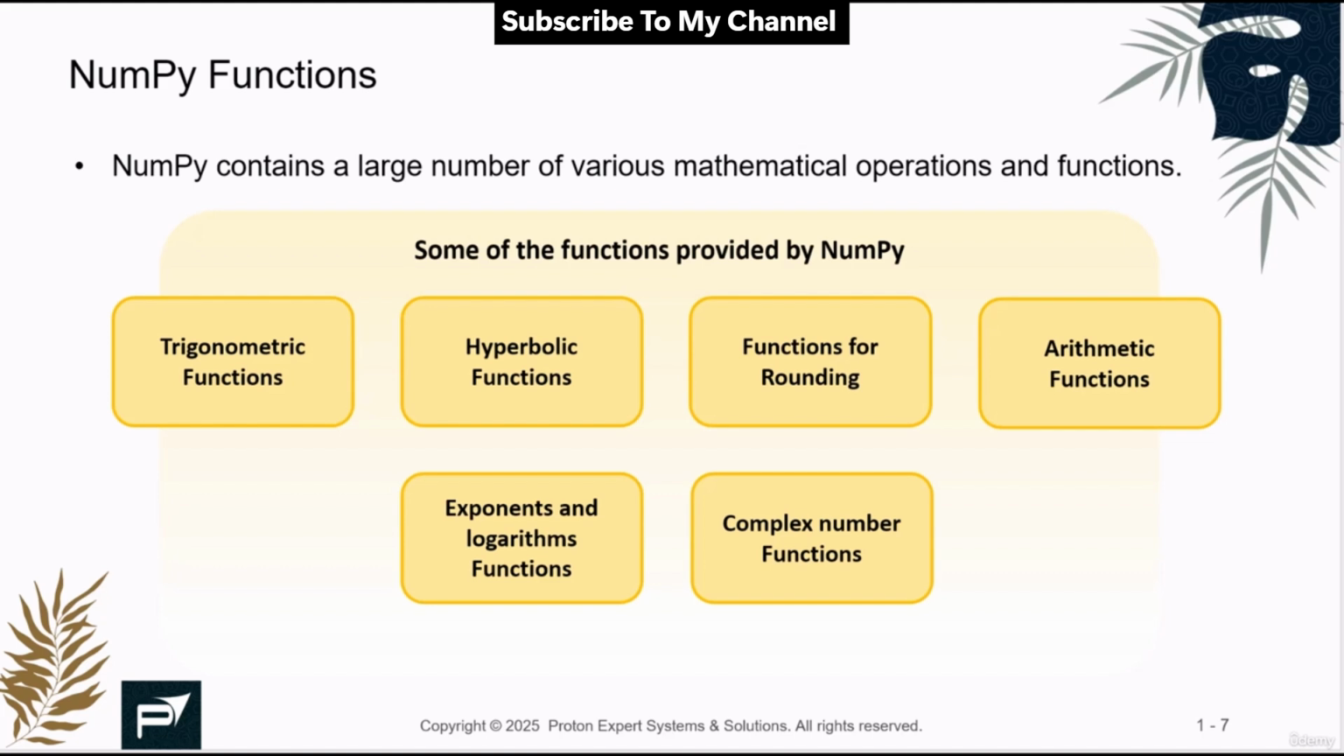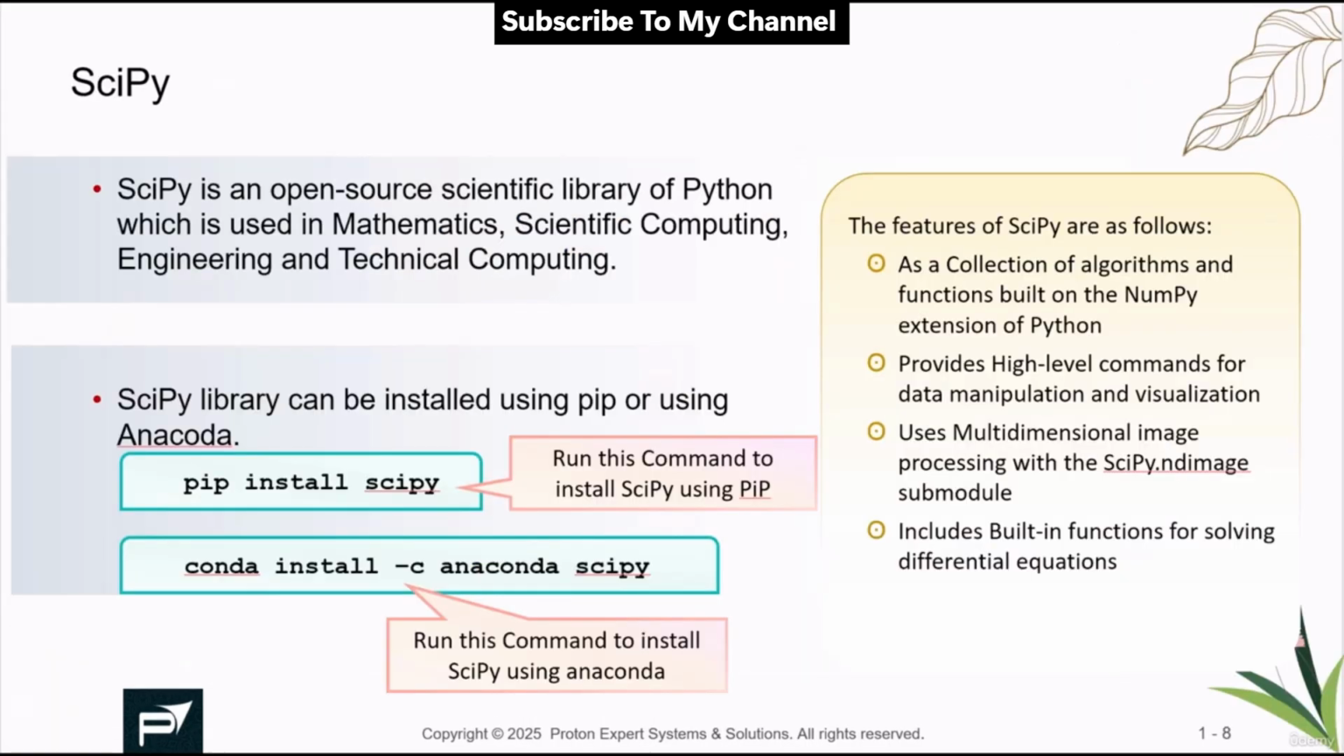Let's have a look at what is SciPy. SciPy is an open source scientific library of Python which is used in mathematics, scientific computing, engineering, and technical computing. It is built on top of the NumPy extension, which means if we import SciPy, there is no need to import NumPy. The SciPy library can be installed using pip or using Anaconda.